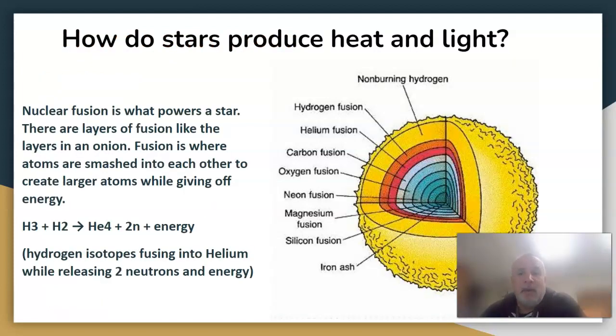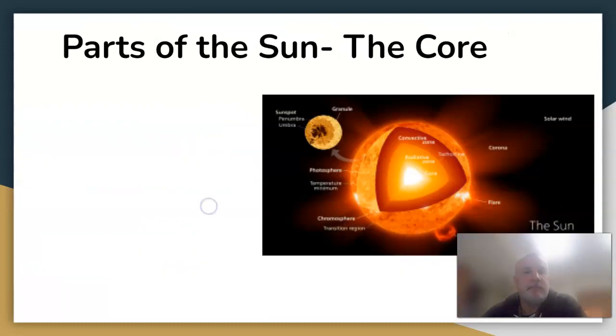Nuclear fusion is what powers a star, that produces the heat and the light, and you can see the different cores of the different layers of the sun and what kind of fusion is happening, with the most prominent being hydrogen fusing into helium. You can see the different types of hydrogen. There are two different isotopes of hydrogen. Hydrogen isotopes fusing into helium while releasing two neutrons is what gives off the energy. So energy is released in that particular reaction.